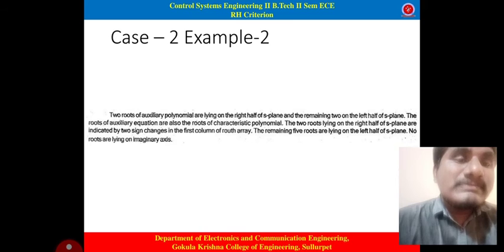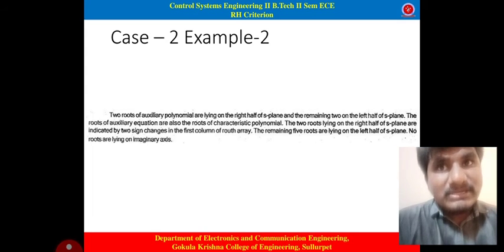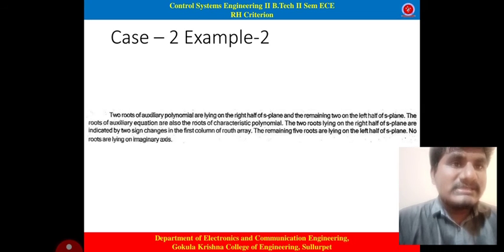Okay, so in this particular example, after calculating the auxiliary equation and its solutions, which are directly the solutions of the characteristic equation, we came to know that there are two poles lying on the right side of the imaginary axis. Okay, so all the remaining are on the left side. Because it is a polynomial of s^7, there are a total of 7 poles. So 2 poles are lying on the right side, and all the remaining are on the left side.